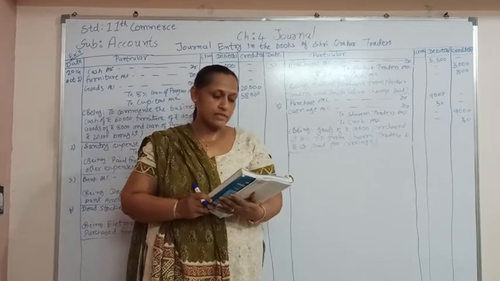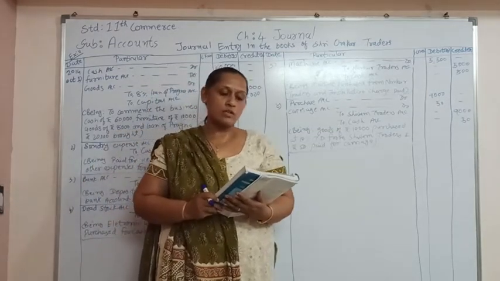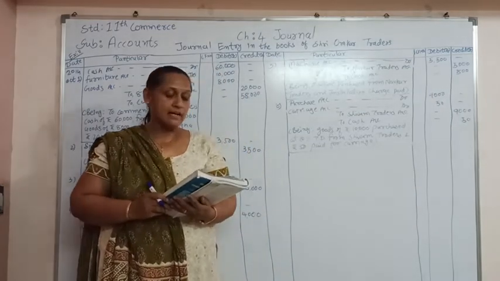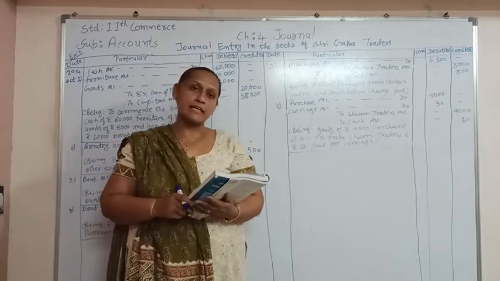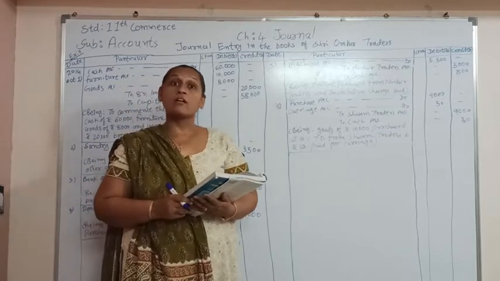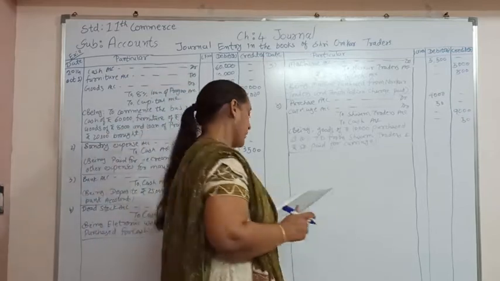House rent paid rupees 7,000 and life insurance paid rupees 1,200 by check. So here house rent is a drawing and life insurance is also a drawing, but house rent is paid by cash and life insurance is paid by check. So here drawing account debit to cash, to bank, that journal entry we are going to pass.